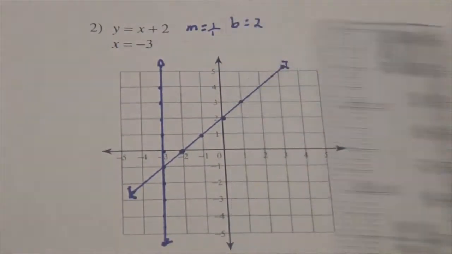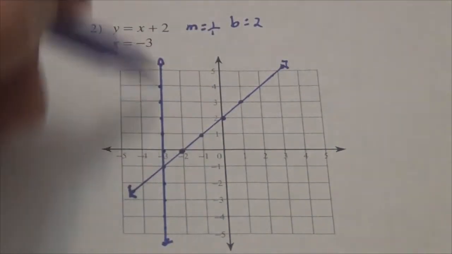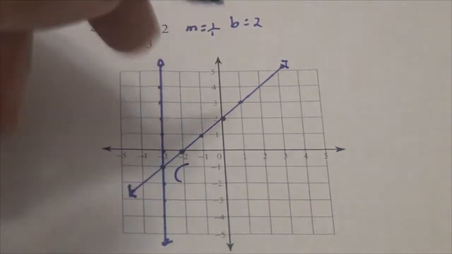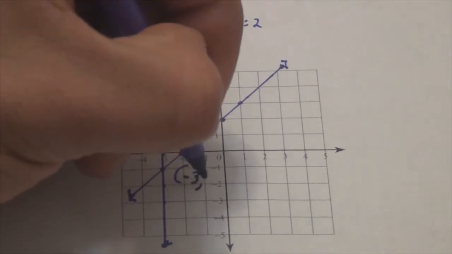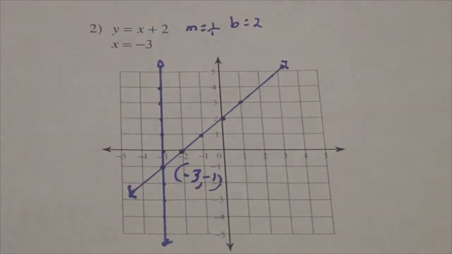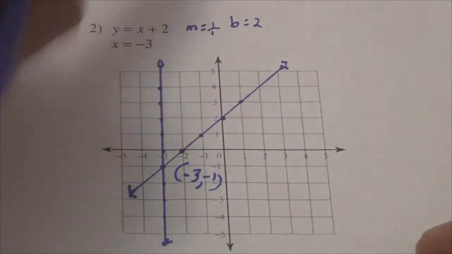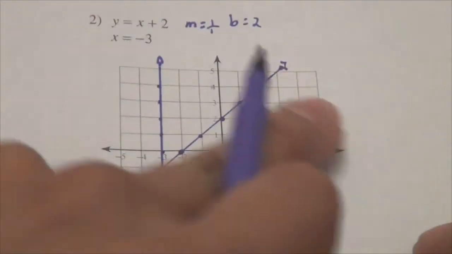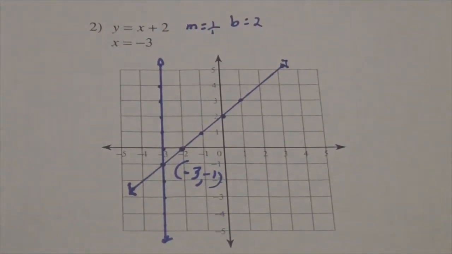Now the point of intersection, which is the same point for this line and for this line, is your solution set. So your solution set is going to be (-3, -1). Please write solution, and always remember to label your lines. This is x equals -3, and this is y equals x plus 2.